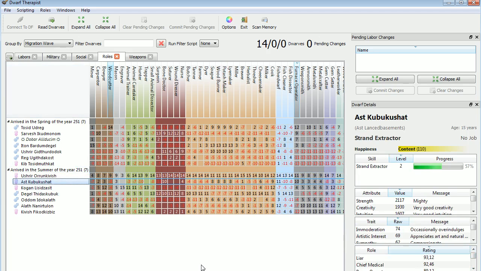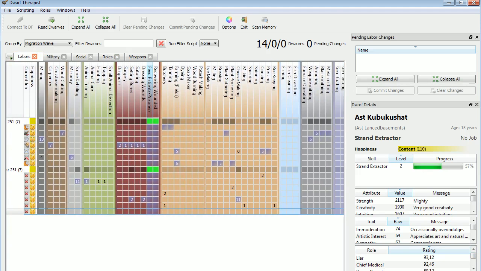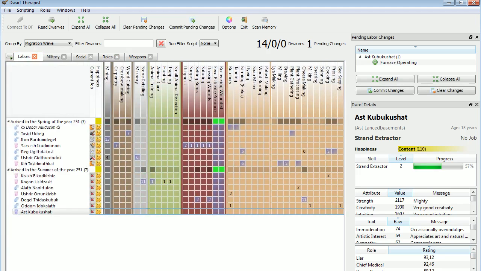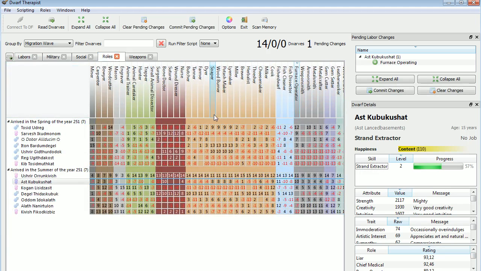Okay, what about this fellow? This fellow is mighty and has good creativity. Most suited for the role of a liar. Well, he has furnace operating quite high. I think this Ast fellow can be my furnace operator. Let's put that there. Then let's go see wood burning.